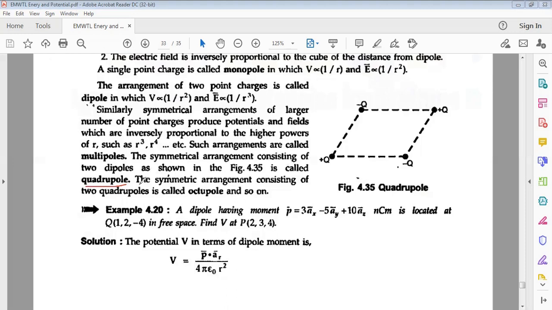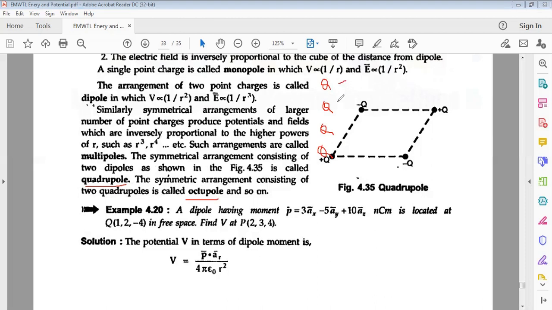Monopole, dipole, multipole, and the quadrupole. Quadrupole means a 4 is there. Understood? For the three we have R cube, and for the quadrupole R power 4. Single charge, double charge, 3 charges, and 4 charges, quadrupole. The symmetric arrangement consisting of 2 quadrupoles is called an octupole, and so on.